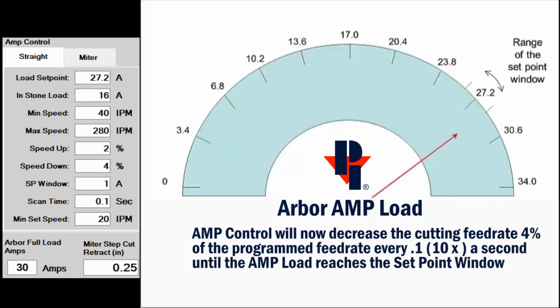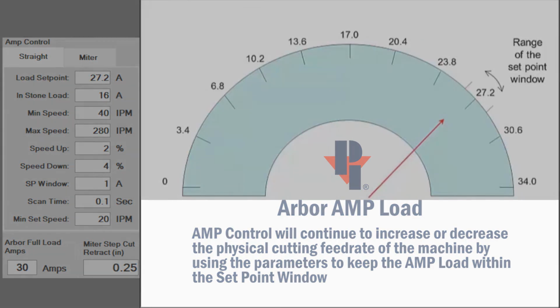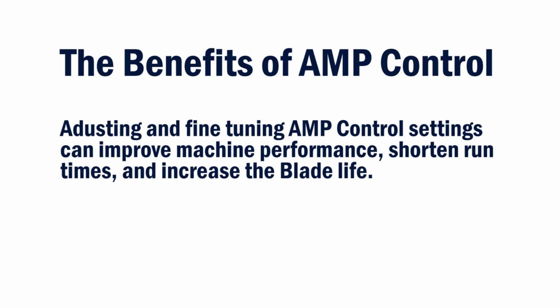When the blade is cutting harder material, the amp load will increase, which in turn will decrease the cutting feed rate of the machine. Increasing and decreasing the feed rate to maintain a consistent amp load will apply a more consistent pressure or force to our material, blade, and machine. Using amp control can improve the machine's performance and increase the equipment's life.